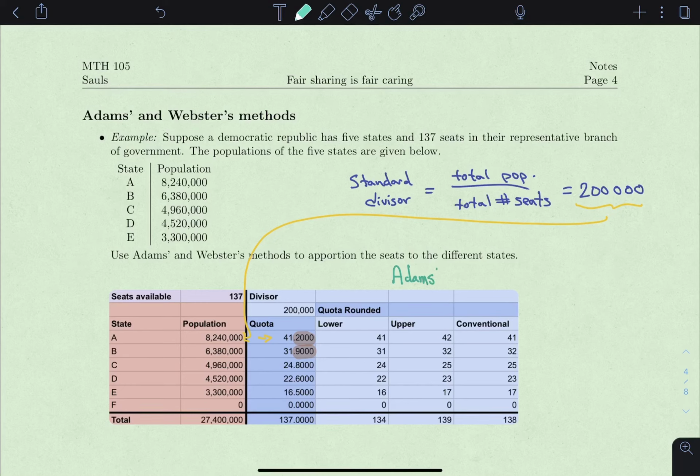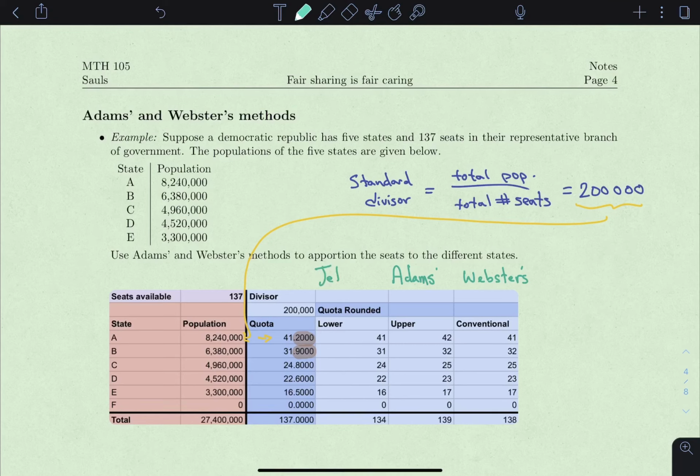Adams's method. And then there's conventional rounding. So 41.2 rounds to 41, whereas 31.9 rounds to 32. And this is the column we'll look at for Webster's method. And we see that also in Webster's method, we haven't finished the apportionment because we also haven't apportioned exactly 137. And both methods will involve changing the divisor until those sums work out right.